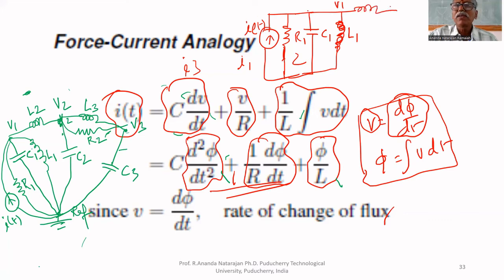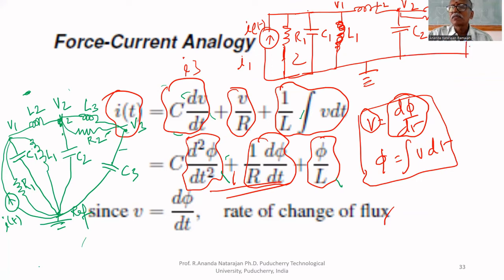Between V1 and V2, L2 is connected. Between V2 and reference, C2 is connected. This is the reference. Between V2 and V3, L3 is connected. This is V3. Between V2 and V3, R2 is connected. Between V3 and reference, C3 is connected. That's all. Now it looks good. It is the same circuit, but we redrew it like this to understand that everything is between the reference and some node. Both are the same.